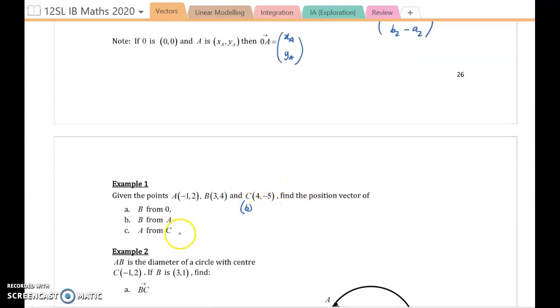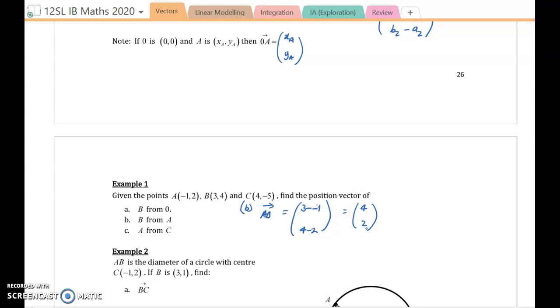I'll do example B for you here because A and C are similar and straightforward. If I wanted the position vector of B from A, that's asking for vector AB. B from A is saying A comes first. That means it's going to be 3 minus negative 1 and 4 minus 2, which is 4, 2.